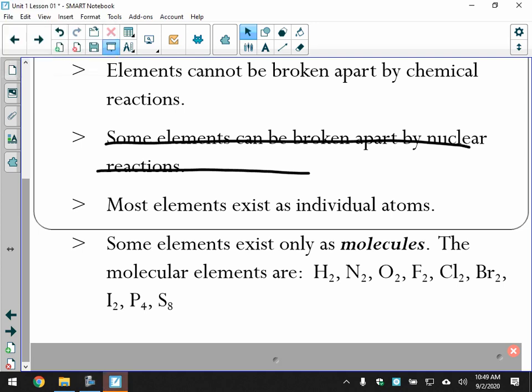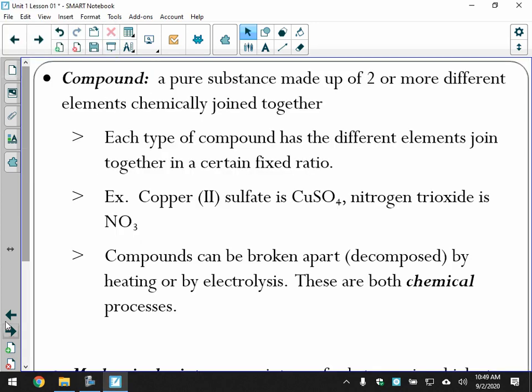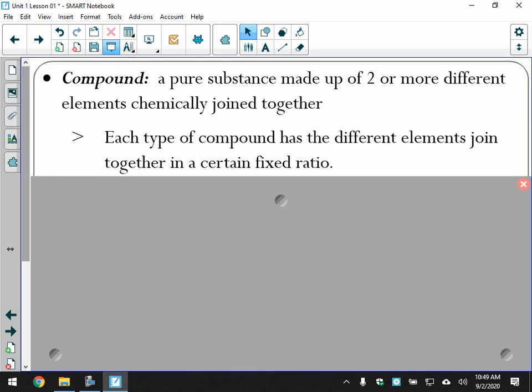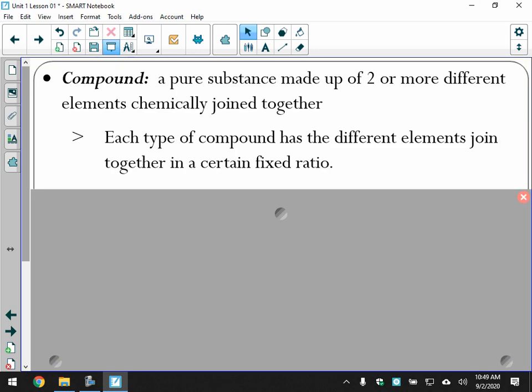All right, I think that's it for that. Compounds. We're not going to copy all this, but a compound is a pure substance made up of two or more elements, so it could be more than two, chemically joined together. And again, how do they chemically join together? Well, it's all about the electrons. There's going to be gaining and losing. There's going to be sharing, okay? Each type of compound has the different elements joined together in a certain fixed ratio.